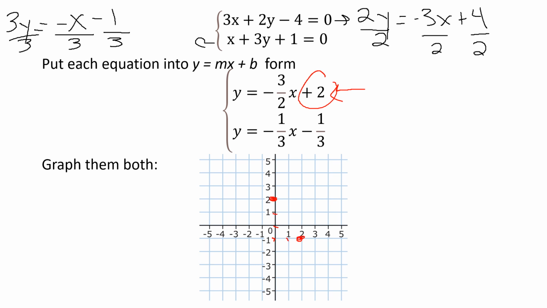There's my point. Now, my line is not exactly straight, which is why this is a little bit more difficult for me. Now, my b is negative 1/3. I'm going to just kind of estimate to be about right here. Okay?